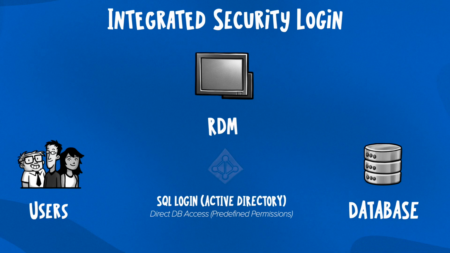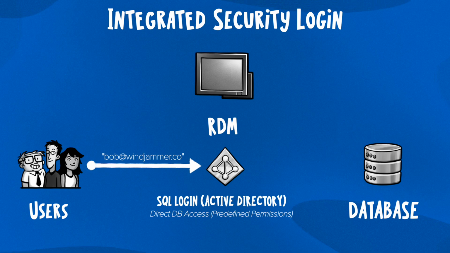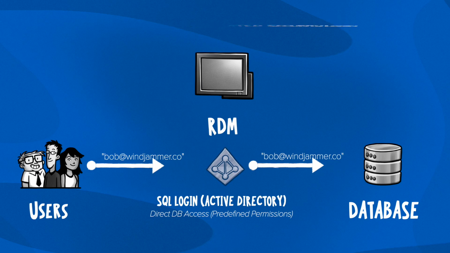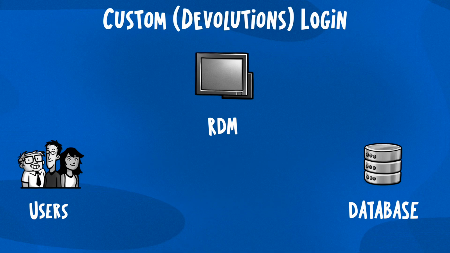The integrated security will use the active user's Microsoft AD account to authenticate to the database, provided that the account already exists as a SQL login and the proper permissions have been set on your SQL server. Now, configuring this option has several prerequisites, and this goes beyond the scope of this video. But if that interests you, please contact the support team, and they'll do what they can to help you get started with that option. The last option is the custom login.